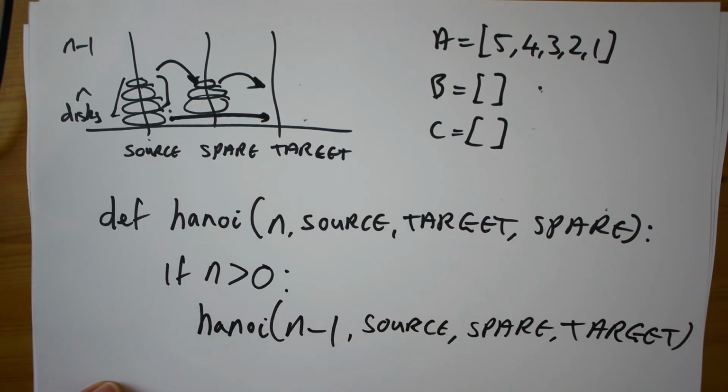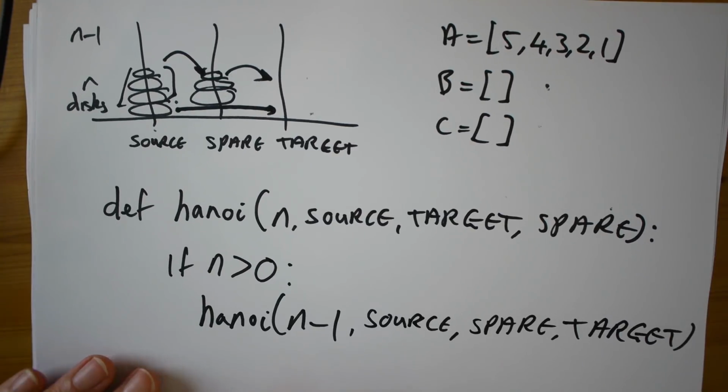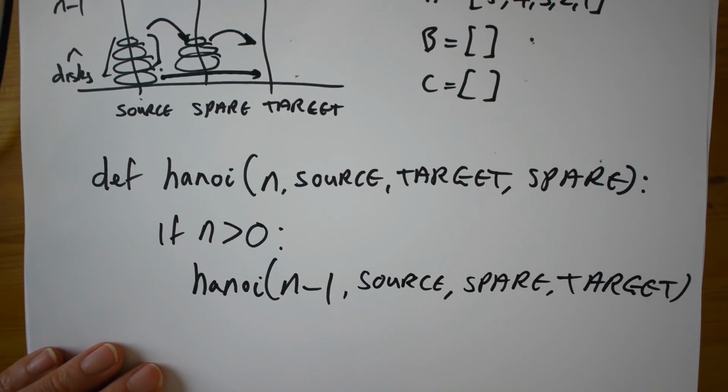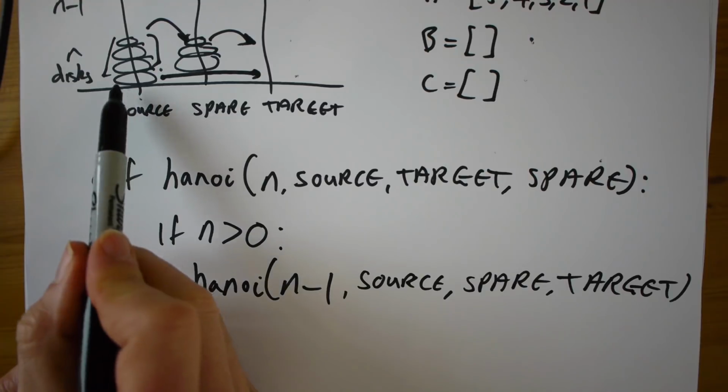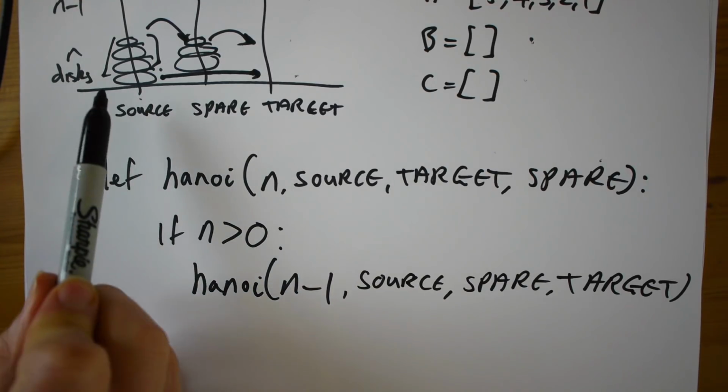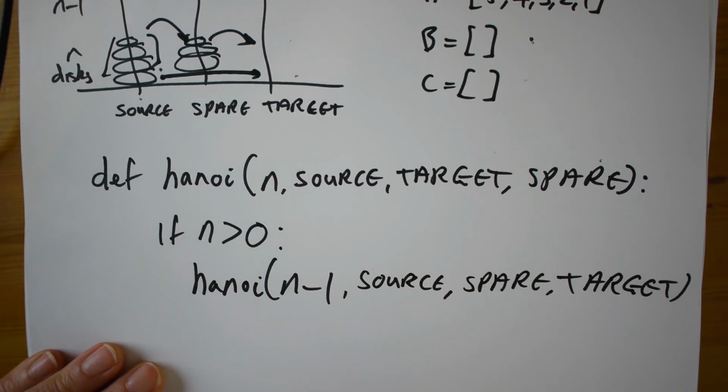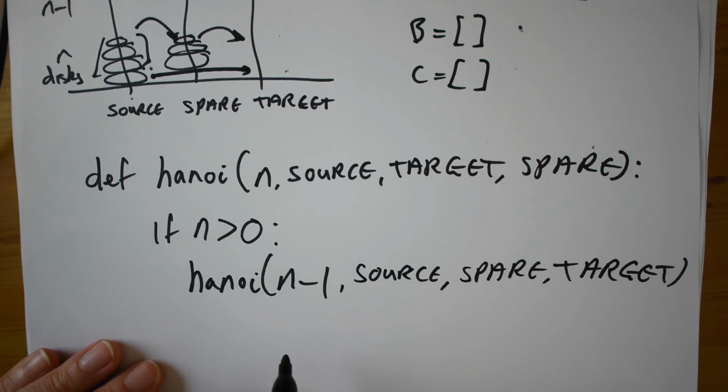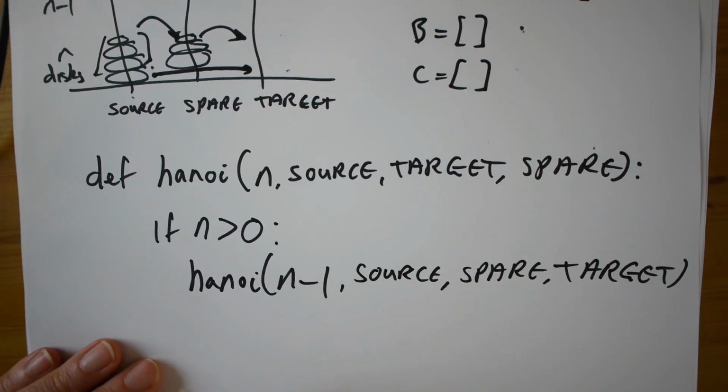That will move them out of the way. When we've done that, what we want to do next is move this bottom disk from here to the target. So the first thing we have to do is get hold of that disk. And we can do that by using pop.